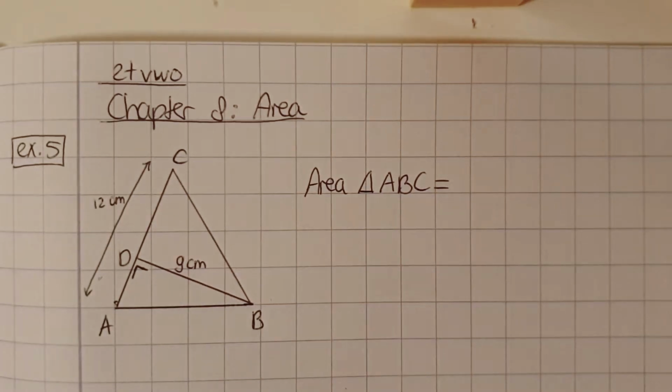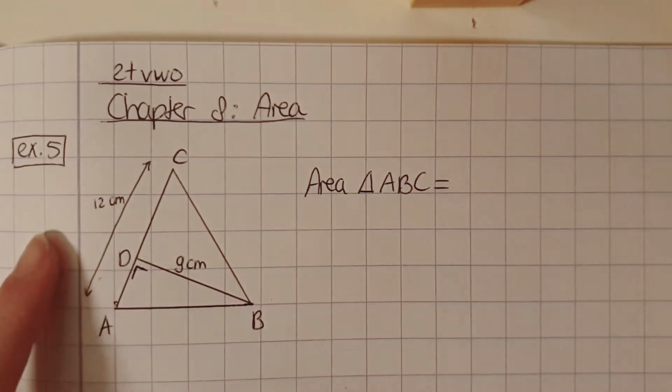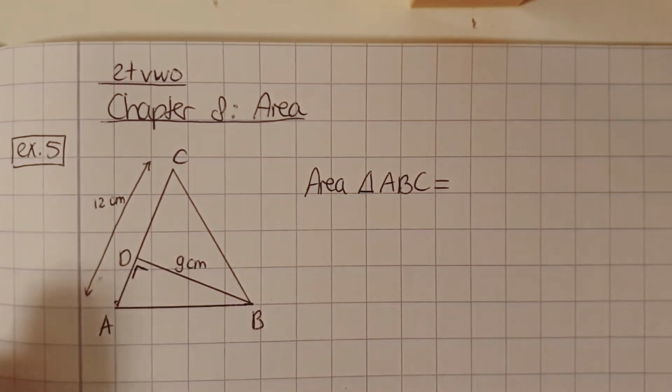Hi everyone, this is the explanation video of exercise 5 in chapter 8, which is about area. Exercise 5 is about 4 triangles where you need to calculate the area. It says, calculate the area of each of the triangles in squared centimeters. Now, this is the first triangle.